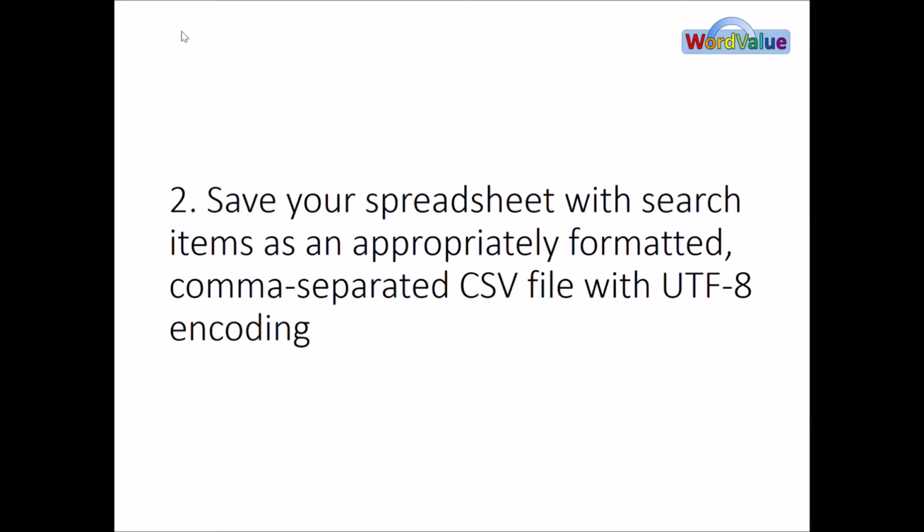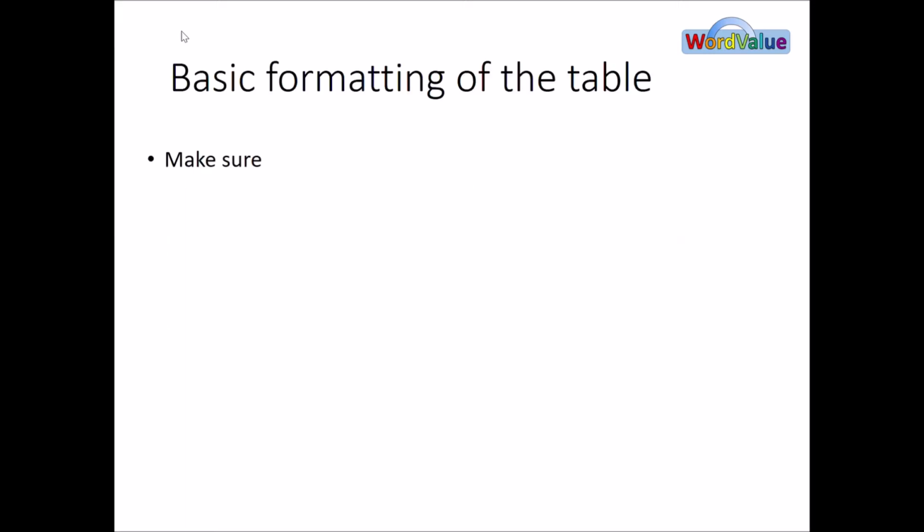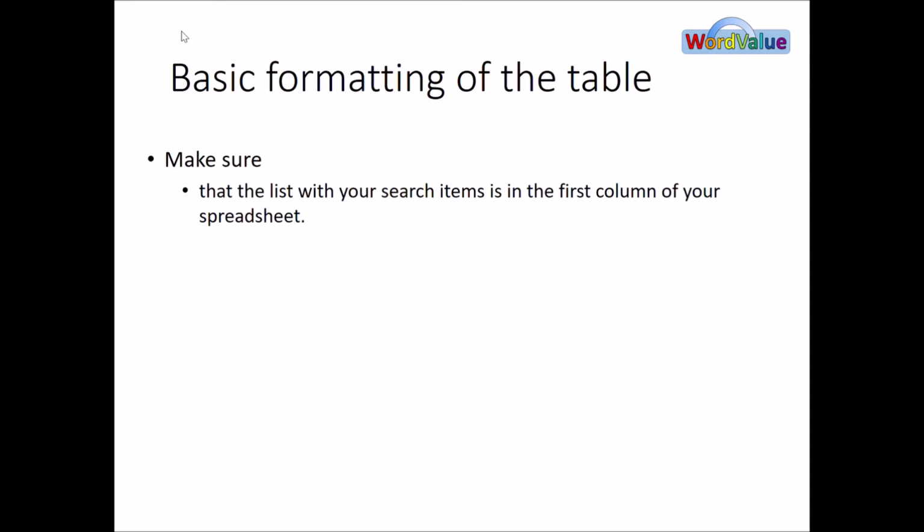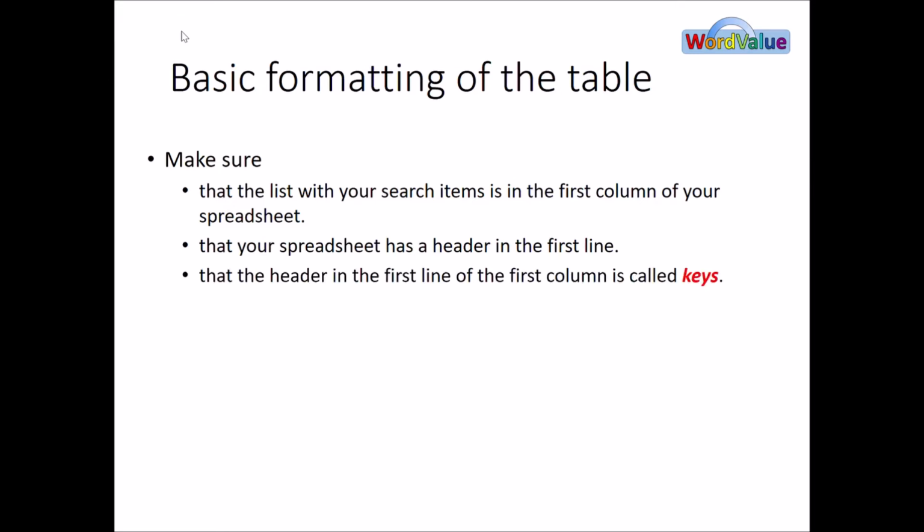Let us now continue with the spreadsheet. The spreadsheet needs to be saved as a comma-separated CSV file with UTF-8 encoding. In addition, there are a few basic formatting conventions that need to be taken into account. Please make sure that the list with your search items is in the first column of your spreadsheet. Your spreadsheet should have a header in the first line, and the header in the first line of the first column should be called keys in lowercase.